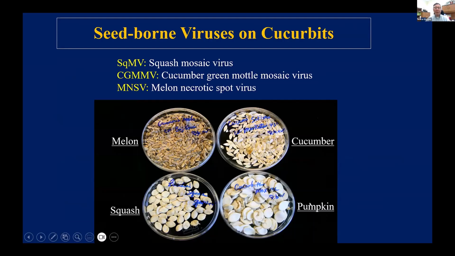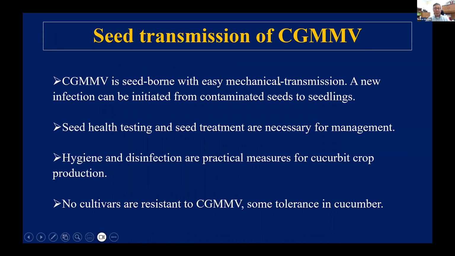So there are three seed-borne viruses on cucurbits that earlier colleagues mentioned: the melon necrotic spot virus, CGMMV, and then squash mosaic virus. Those three are seed-borne. We already see some newer ones here, but these are the more traditional seed-borne viruses that are used for seed health testing.